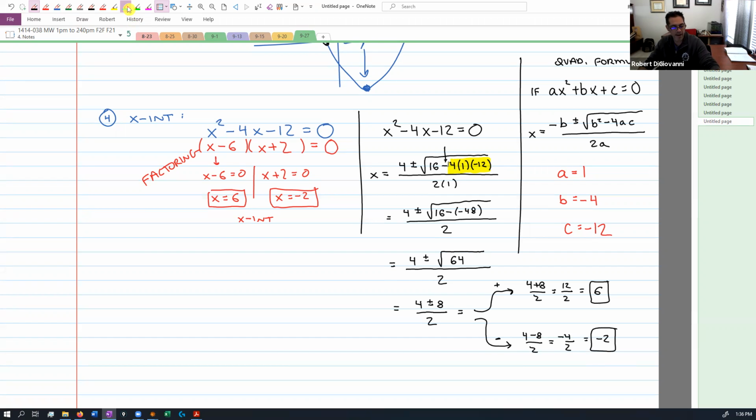And those answers match exactly with the answers we got by factoring. So I think factoring was much more efficient, but in case the factoring falls through, you have a backup of the quadratic formula. And there are going to be problems we do today where you cannot factor, so you have no choice but to use this. All right. Any questions?